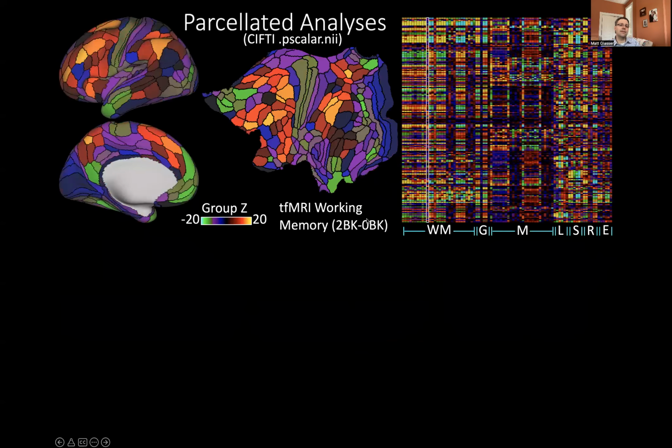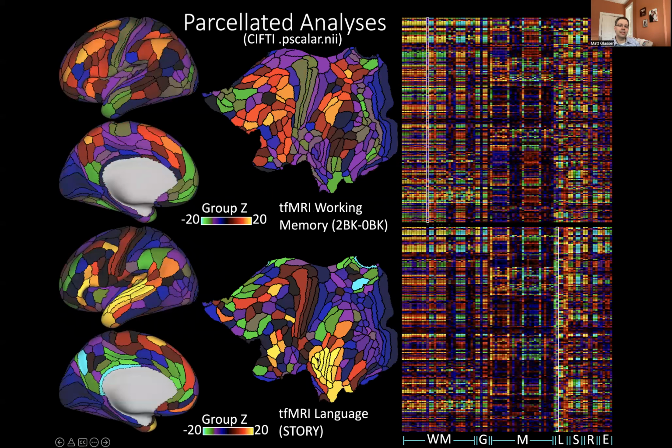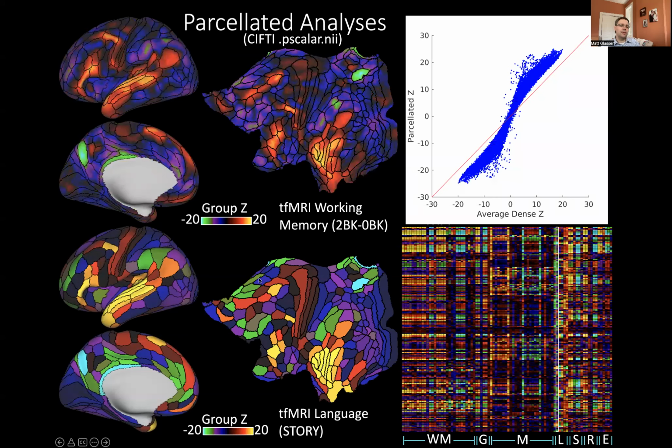You can do this with task fMRI. Here we have a working memory contrast. This is a language contrast. And if we compare the parcellated analysis and just a regular gradient-wise or vertex-wise analysis that we have here, they're scaled with the same Z statistic, you can see that the results of the parcellated analyses are clearly more significant than those of the dense analysis.